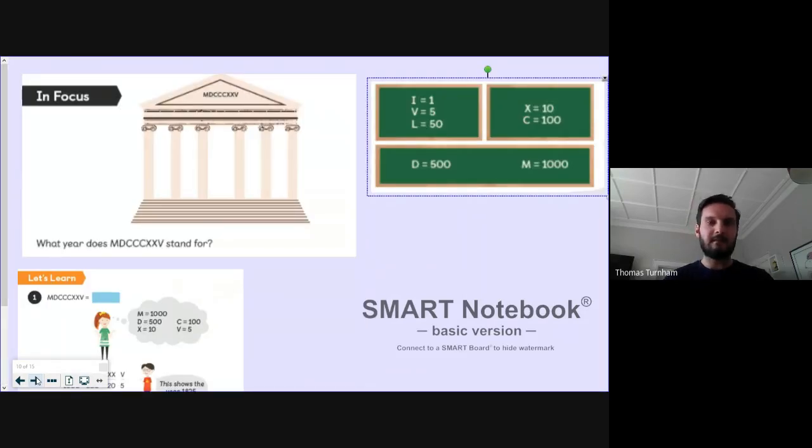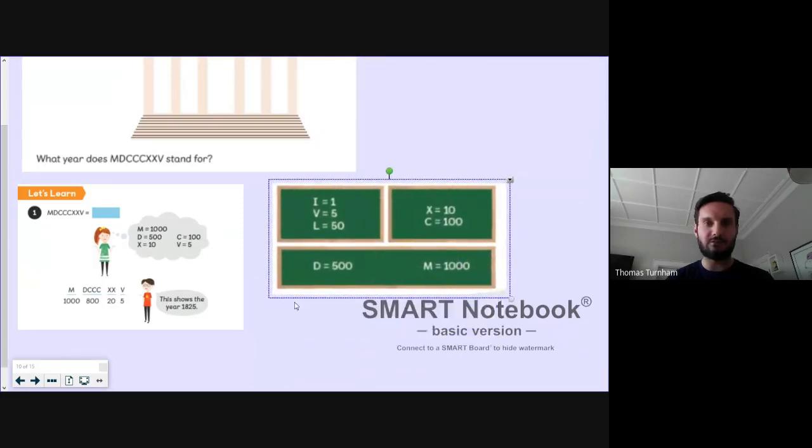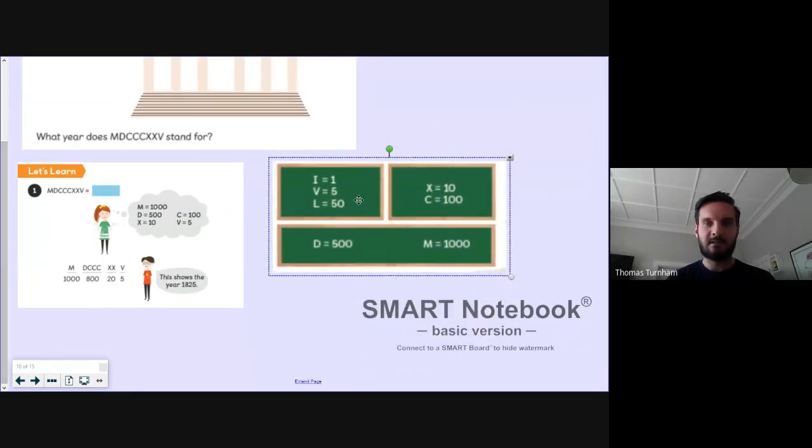Okay, I've got here another date, MDCCCXXV. What does this date stand for? We're going to work through this together. So I'm just going to pull down our little key bits here. So we know that M is 1,000. We know that D is 500. We know that X is 10. We know that C is 100. And we know that V is 5.